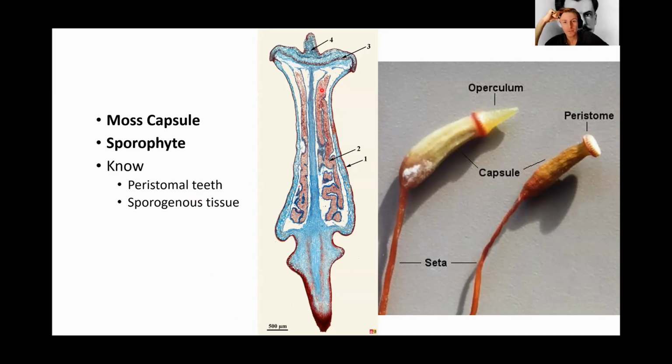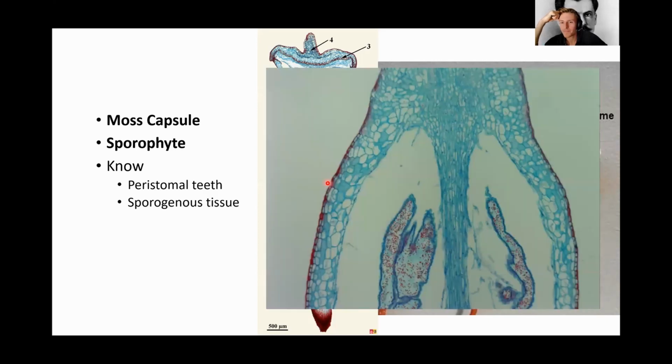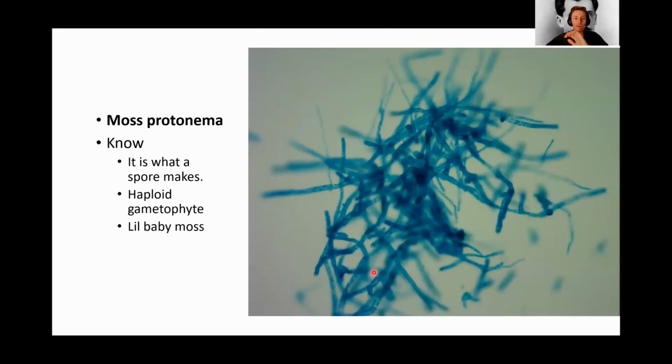So peristomal teeth are these right here. They're right on the cap of it, the tip of the capsule, and that is what opens up to release the spores. So that's the peristome in a better picture, and this is the slide. And there's another one. These are the spores. Individual red dots are all the spores in there. So there's the capsule.